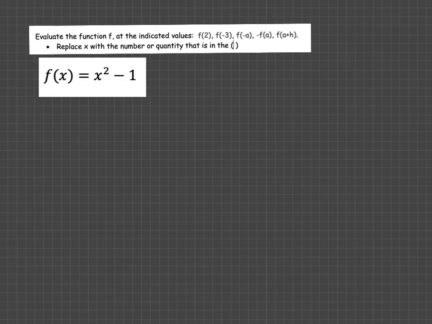Okay, now let's look at this next one, f of negative a. It's not a number, but we're going to treat it just like it was a number. So we have x is equal to negative a. So we plug in negative a for x, so that's like f of negative a equals, and we're going to take that negative a and square it, and then subtract 1.